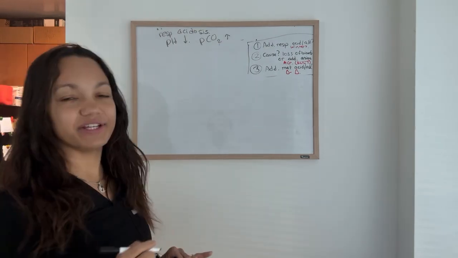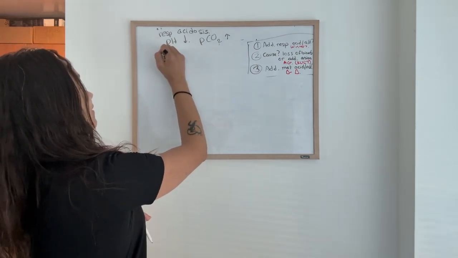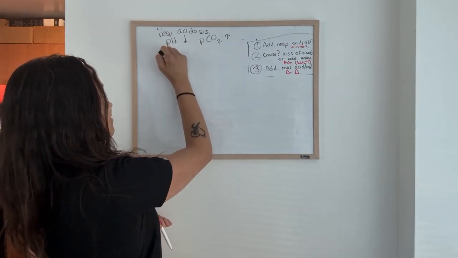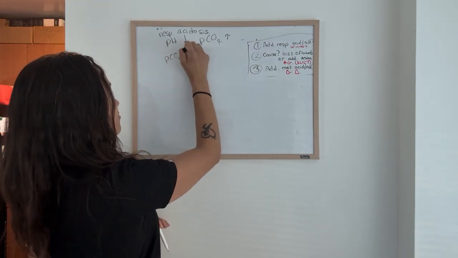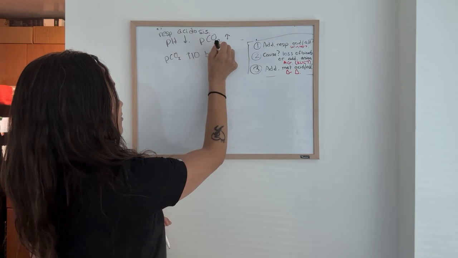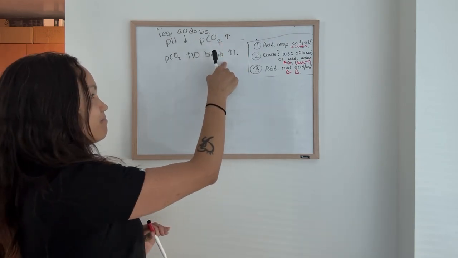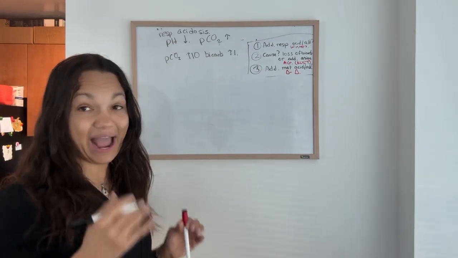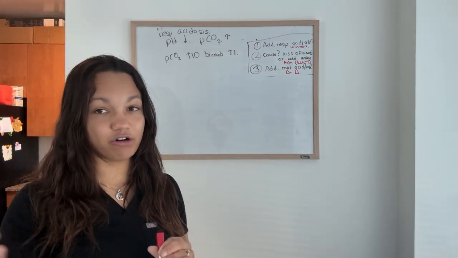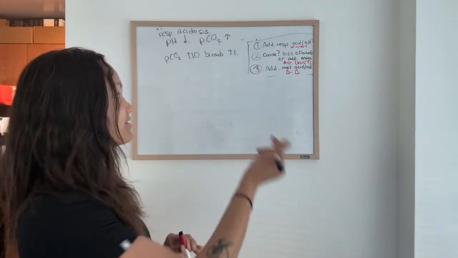How do I tell if there's an additional metabolic process? In an acute respiratory acidosis, every time your PCO2 goes up by 10, your bicarb goes up by about 1. So I have an expected bicarb of going up by 1. If your actual bicarb is higher than that, there's an additional metabolic alkalosis. If it's lower than that, additional metabolic acidosis.